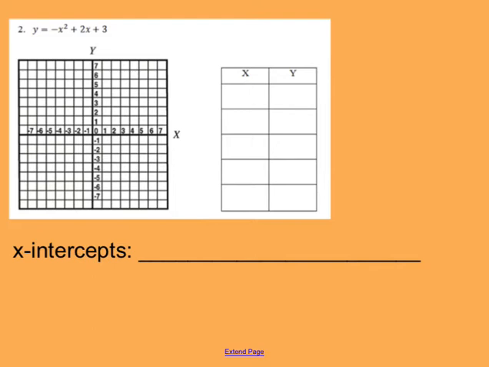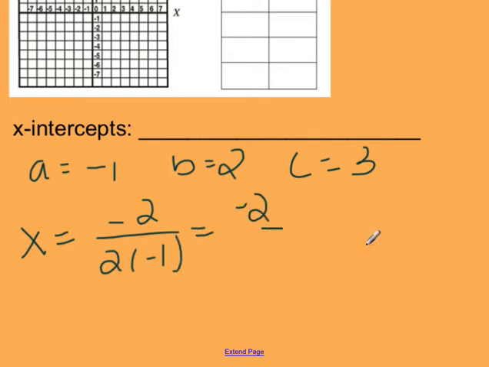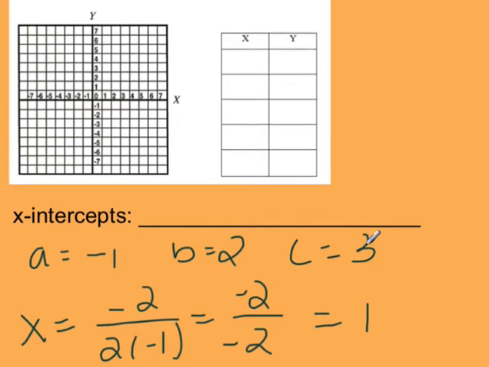Here I notice that my A is negative. What does it tell me? It's going to open downwards. So my A is going to be a -1. Remember, if there's no coefficient, that doesn't mean the coefficient is 0. That means it's 1. So we have A is -1, B is 2, and C is 3. To get the x-coordinate, we're going to do opposite of B over 2 times A. So we end up getting -2 divided by -2, which gives me 1. So the x-coordinate of my vertex is 1.